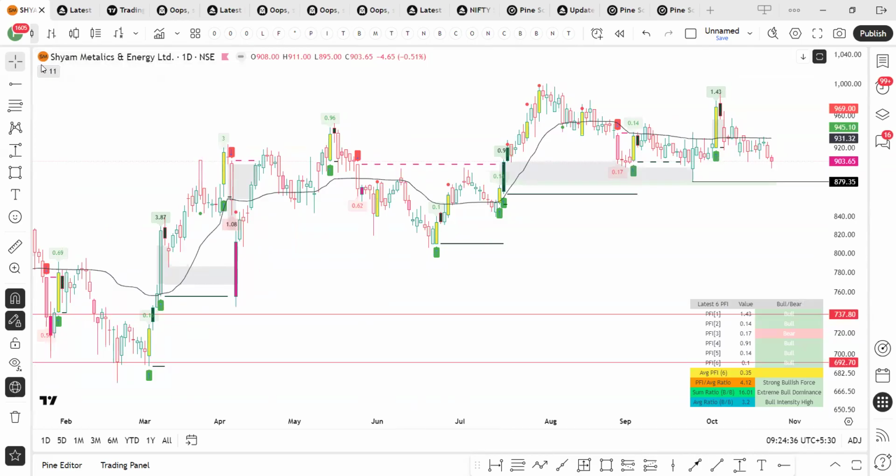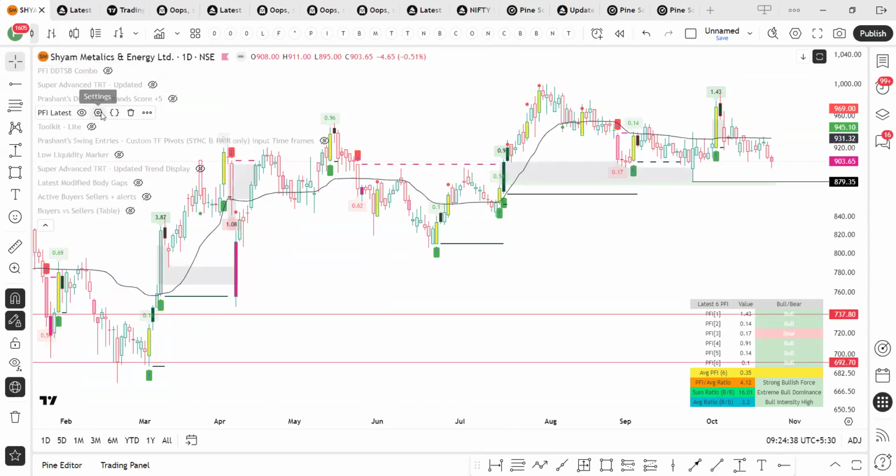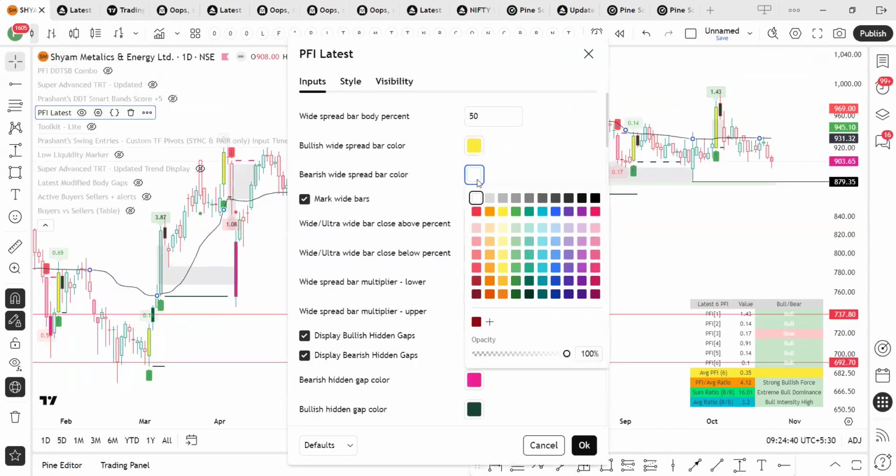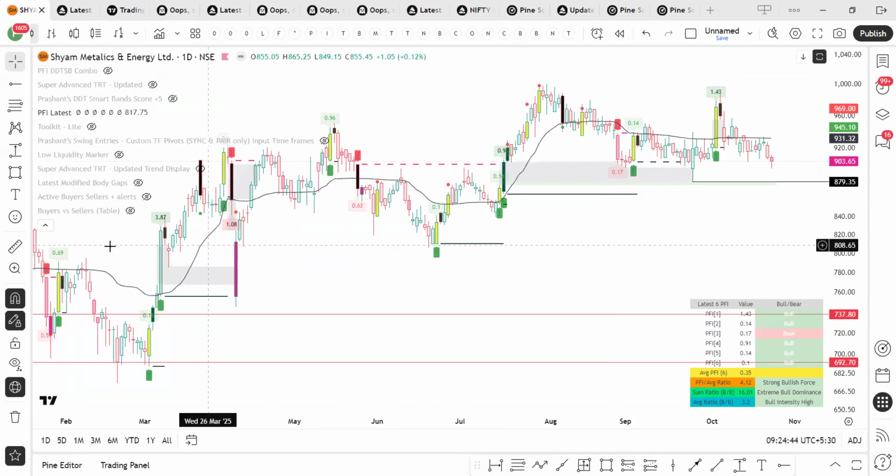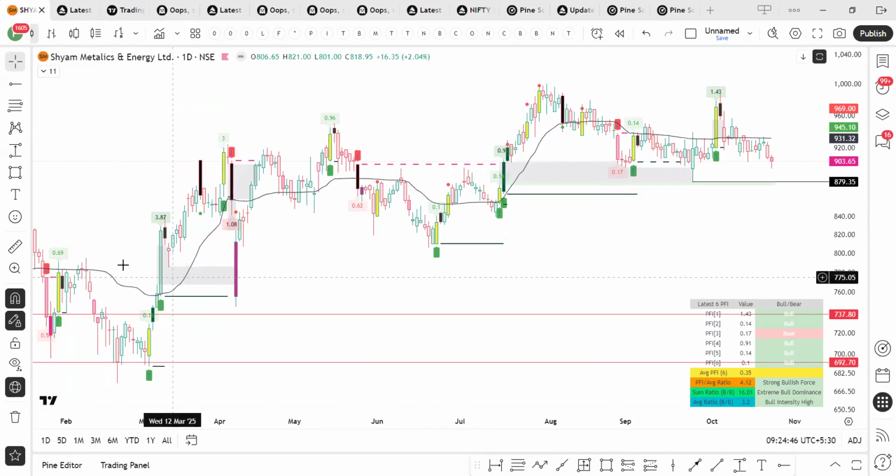PFI indicator has different candle colors. There are some yellow color candles, there are some black color candles. Then there are some hidden gap areas from where prices react. You can see price reacted from hidden gap area, reacted from hidden gap area. There are some arrows at the bottom of candle, some arrows at top of the candle. So these are candles where PFI numbers are getting printed.